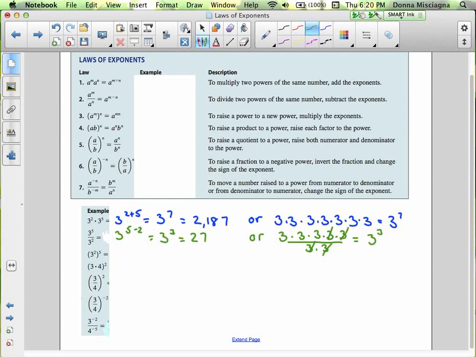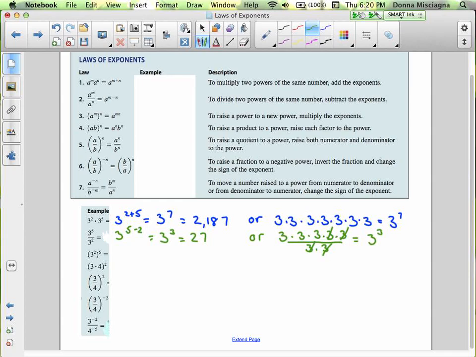And when you multiply like bases raised to a power, you add the exponents, and we can see why. When you divide like bases raised to a power, you subtract the exponents. By the way, it does have to be the same base.